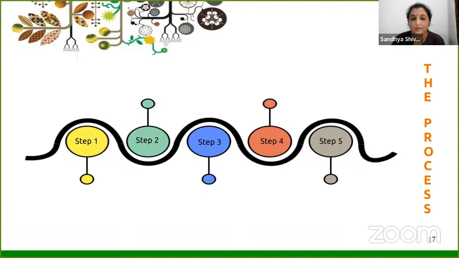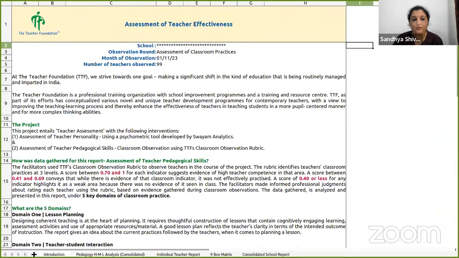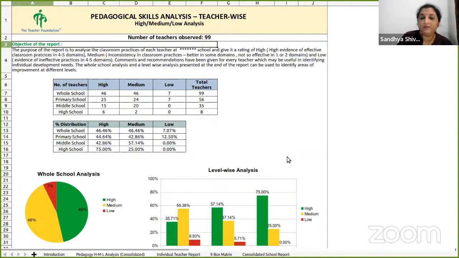So again, before I go on to this, maybe I'd like to show you how the report itself looks. You can see that there is basically a high, medium, low analysis. Friends, the report that I showed you previously and the report that I've shown you now are all samples of anonymized reports of work that we have done in the academic year 2023-24.